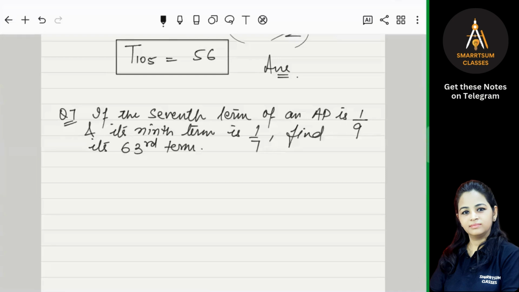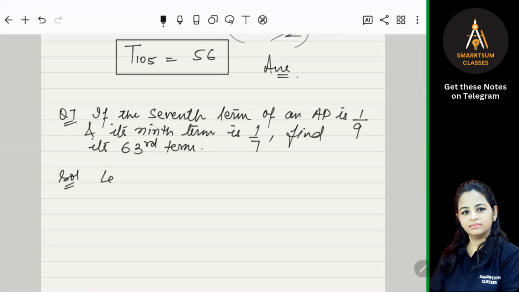Now look at this question number 7. If the 7th term of an AP is 1 by 9 and its 9th term is 1 by 7, find its 26th term. AP is not given, only two terms are given, 7th term and 9th term. And now we have to find the 63rd term of this AP. Understood the question? Right. Now, how to do this?